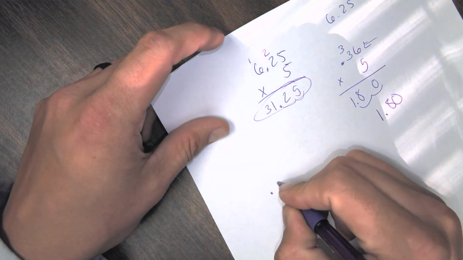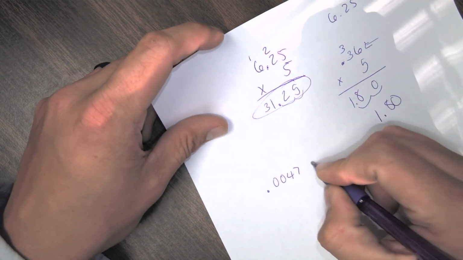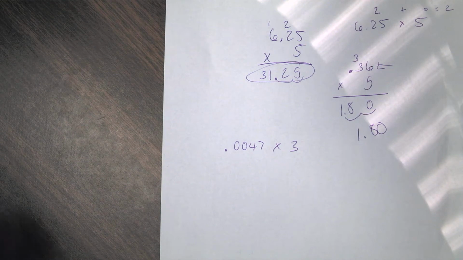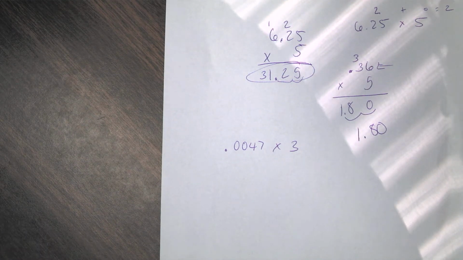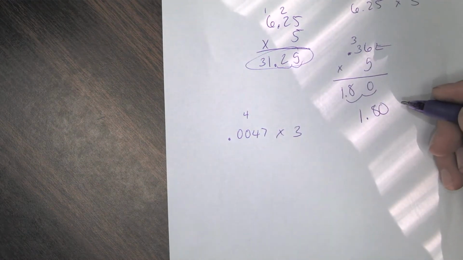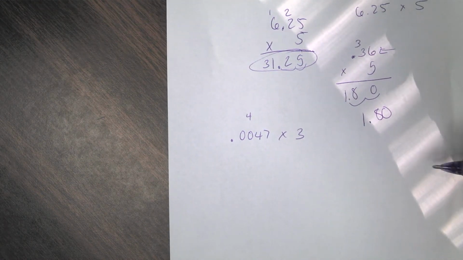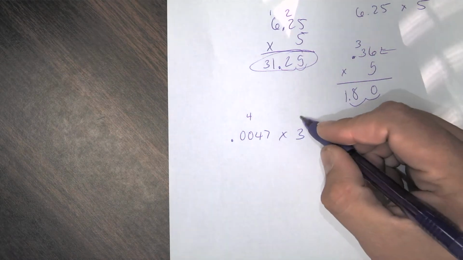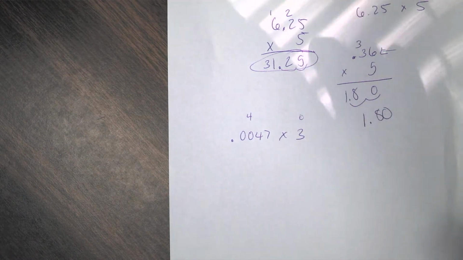So then I want to look at example number 3, because we have 47 10,000ths times 3. Okay, so before I even start lining this up or anything else in a multiplication problem, I know that right here, there are 4 numbers after the decimal point. That means in my answer, I have to move my decimal point 4 times to the left. Over here, we have 0. So altogether, I have 4.